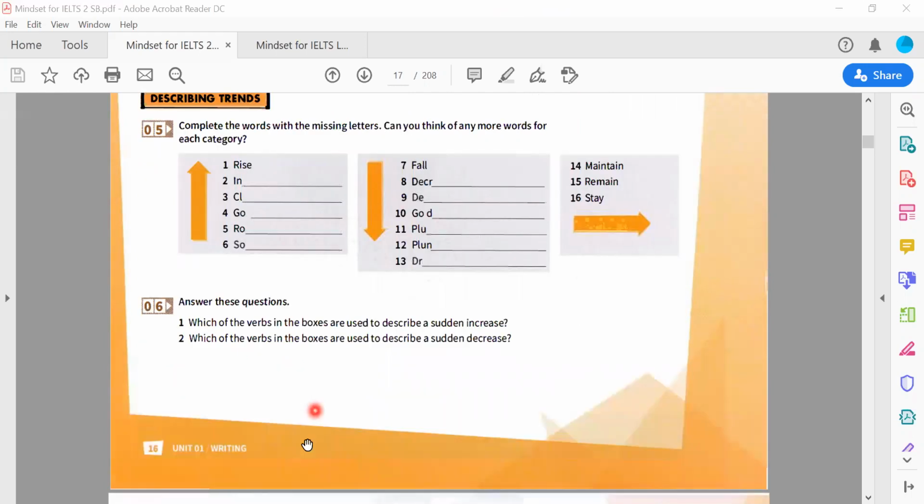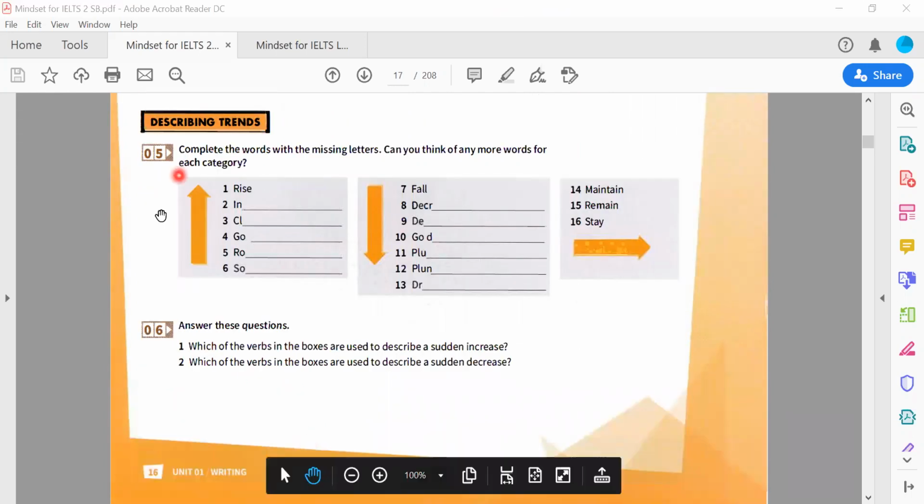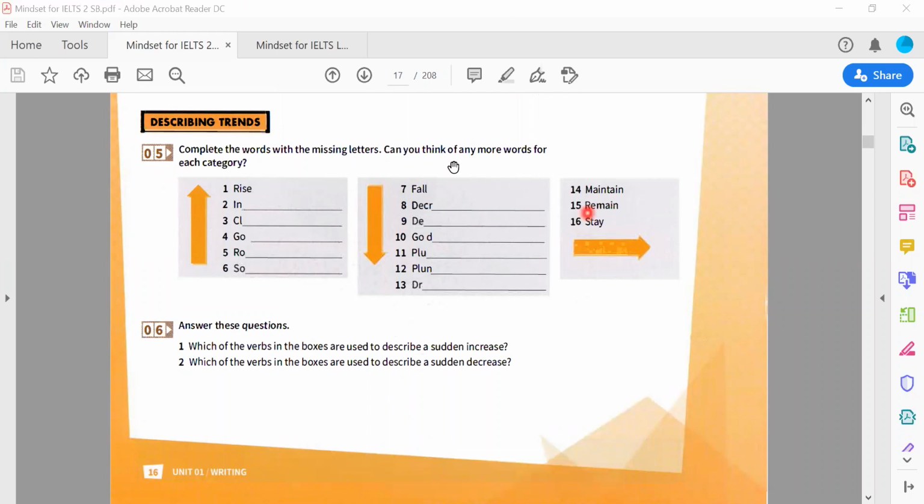And then exercise 5, complete the words with the missing letters. Can you think of any more words for each category? So this part is about describing trends. So what is a trend? Does anyone of you remember what a trend is?